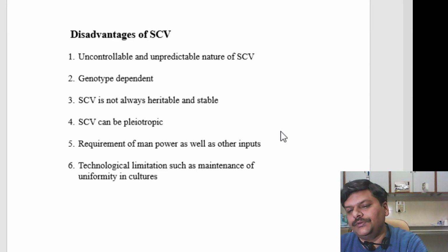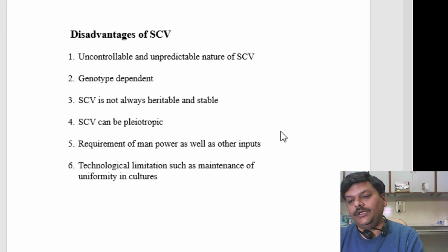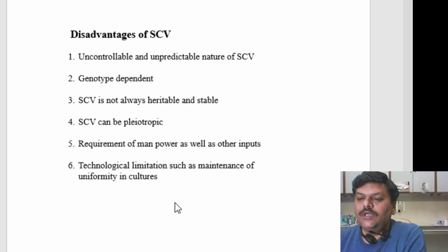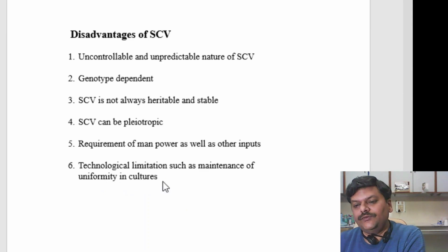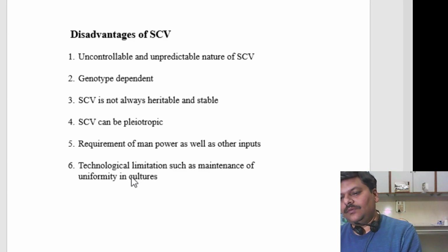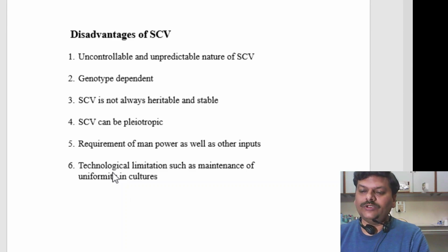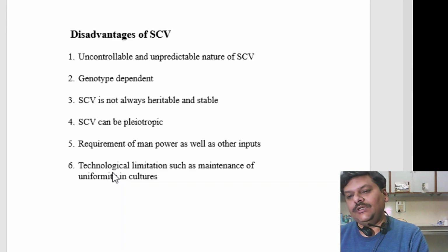And the other two disadvantages are the requirement of manpower as well as other inputs, because we need to keep tissue culture of our explant for a very long time, and we need to provide growth media from time to time. And then technological limitations such as maintenance of uniformity in culture. That means sometimes, since we need to keep the cultures for a very long time, practical problems may arise after some time. The explant can die, or more than desired changes happen in an explant.